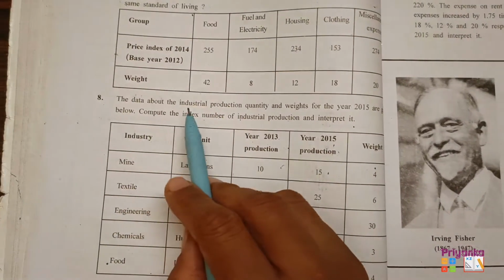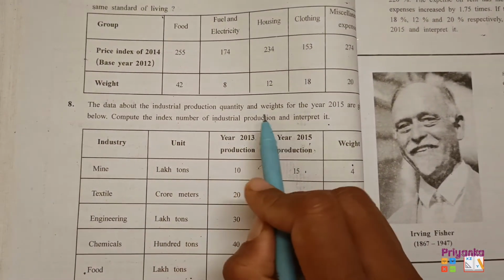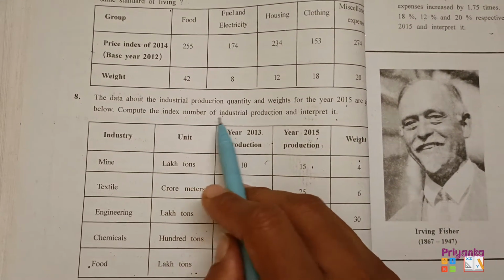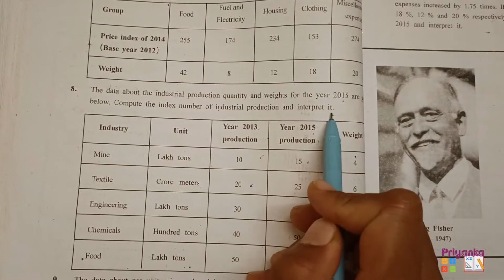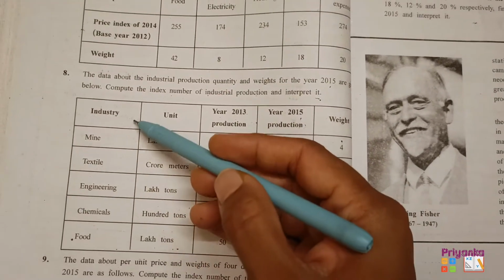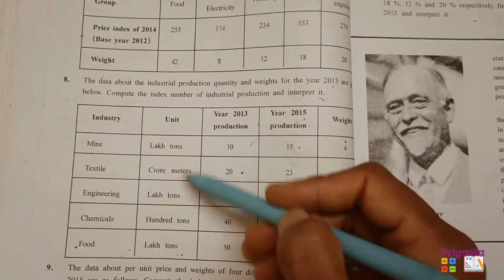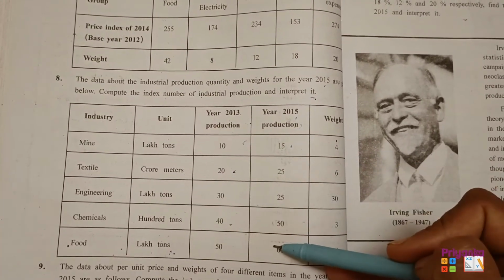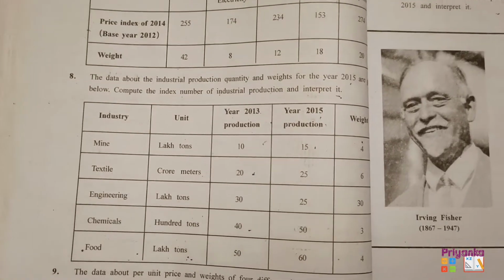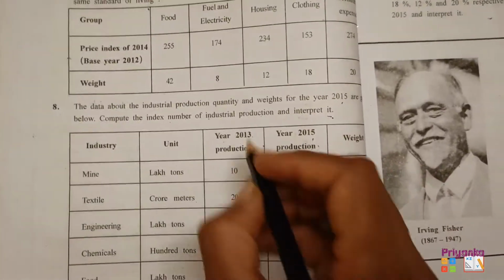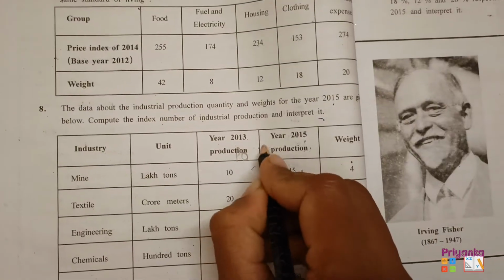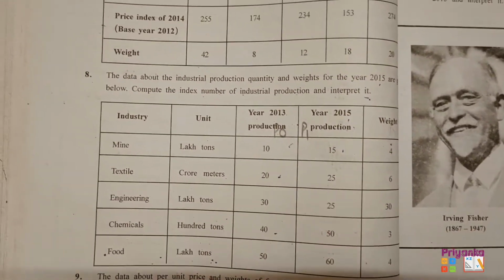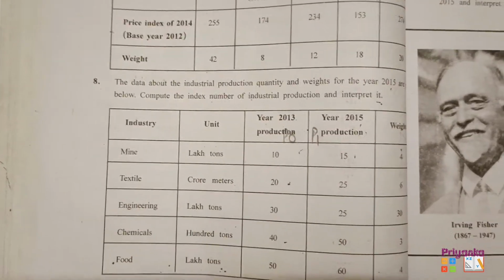Question number 8. The data about the industrial production quantity and weight for the year 2015 are given below. Compute the index number of industrial production and interpret it. Now here in the information given, industries, unit, production from the year 2013 and production from the 2015. So here we can say this is our P0 and this one is P1. And the weight is already given in the question. So just take the information in your notebook.